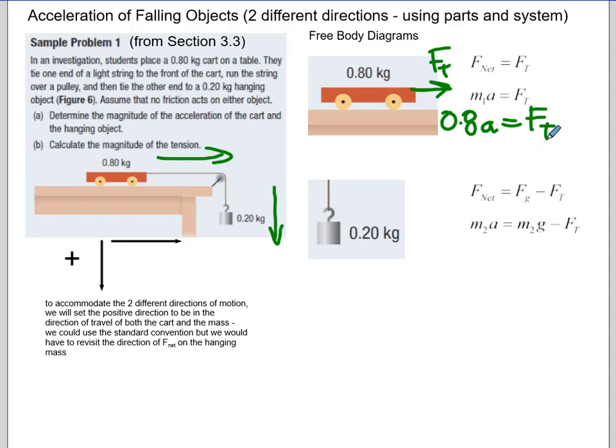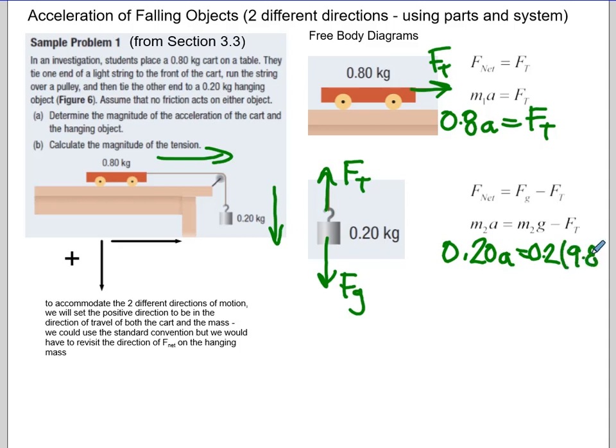If we jump down to the hanging mass, we have an Ft and an Fg. Now when you write your F net equation for this, you'll notice Fg is positive in this case because I defined positive as being down. So Ft is negative, and this is really important, because when you go to do the algebra, if you have these things all mixed up, it doesn't work out very nicely. When you substitute in mass times acceleration for F net, you put in the mass of the hanging mass. And again, we have an equation with two unknowns, so that poses some problems for solving.